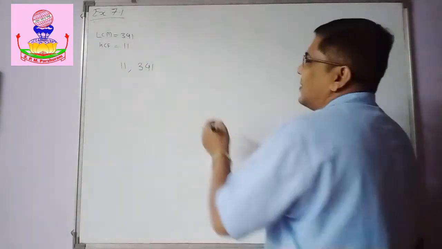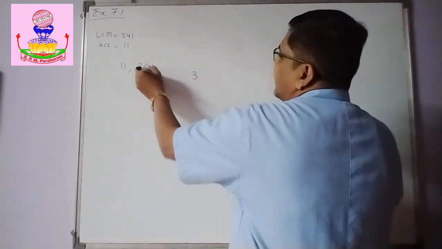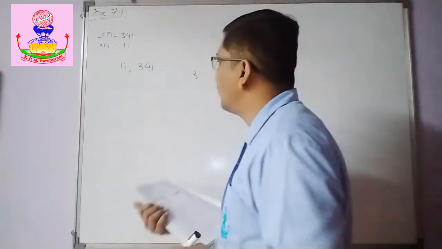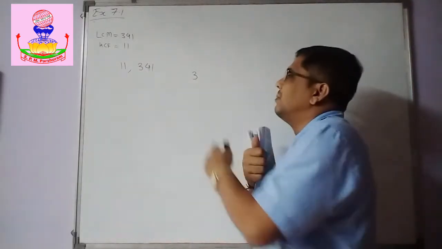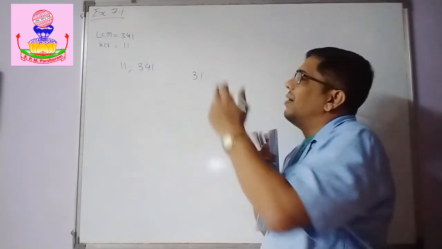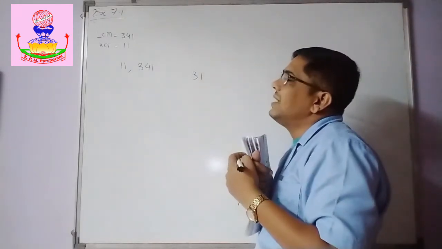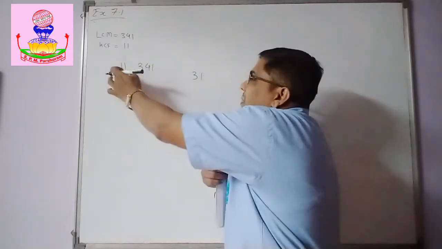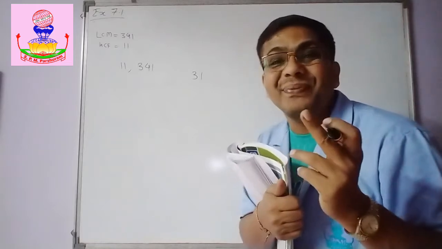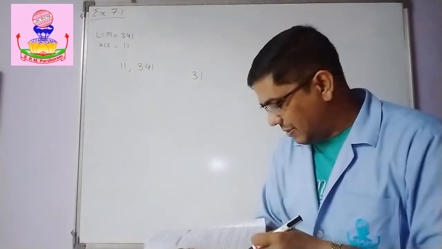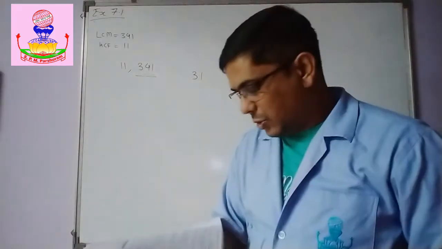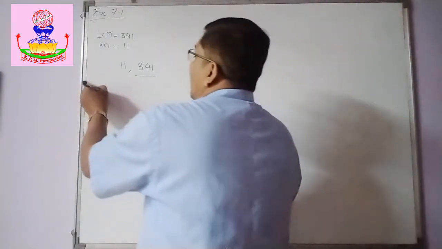11, how many are 341? Okay, so you can check it. 11 3s are 33, 1 carry on. And 11 1s are 11. Do you understand? So the LCM is a multiple of 11. So the smaller number is HCF and the greater number is LCM. Okay. So what they have asked, which is the bigger number? Yes, exactly. 341. So option number first.